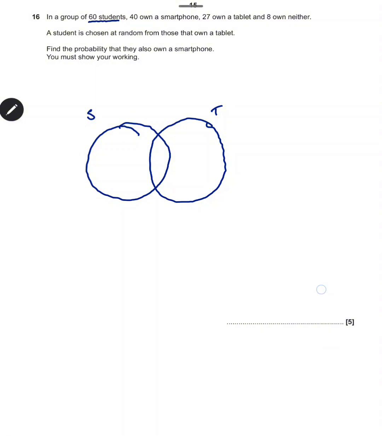Always double check with your numbers. 40 and 27 and 8. So add those together. 40 add 27 is 67. Add 8 is 75. And that's too many students. There's only meant to be 60. So that's 15 too many. And they will often give you a case where you've got too many students in your Venn diagram. If there's 15 too many, 15 goes in the middle. They've been overcounted.